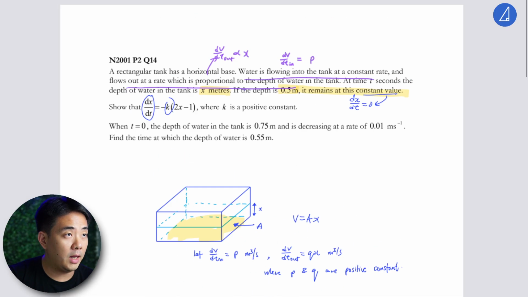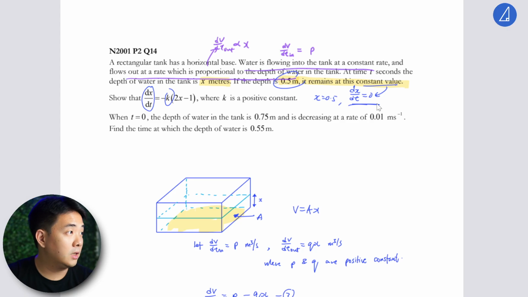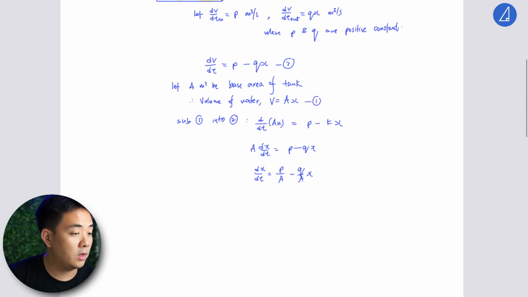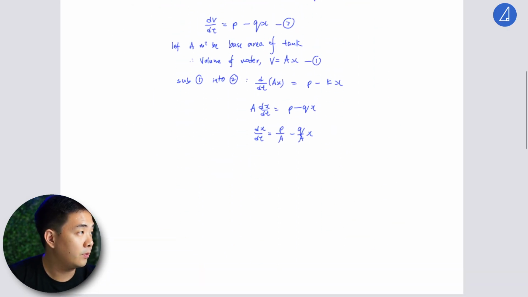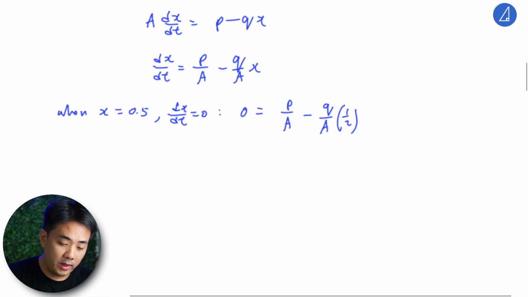Then after which we understand that we're told that when x is 0.5, there's no change in the depth of the water. Can we just substitute this boundary value here? So 0.5 is obviously half, so I just leave it as half here. So we can get this out.